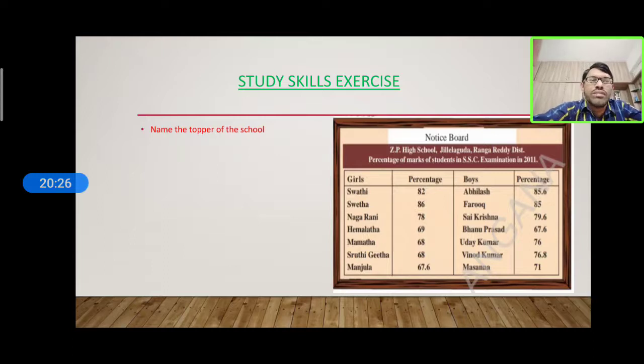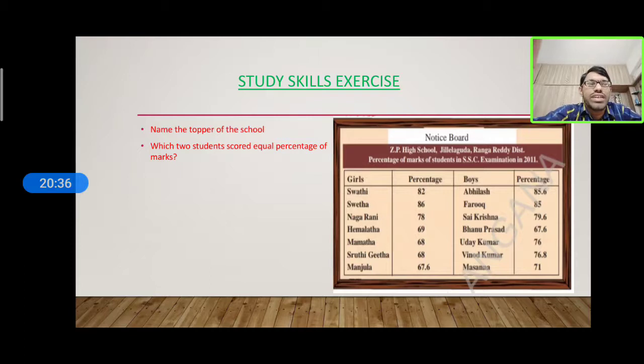Next, second one, which two students scored equal percentage of marks? In this box, two students scored equal percentages. Who are those two students? You are supposed to identify them and write their names and percentage. First one, so and so person, and after that you write down the percentage they scored in brackets.